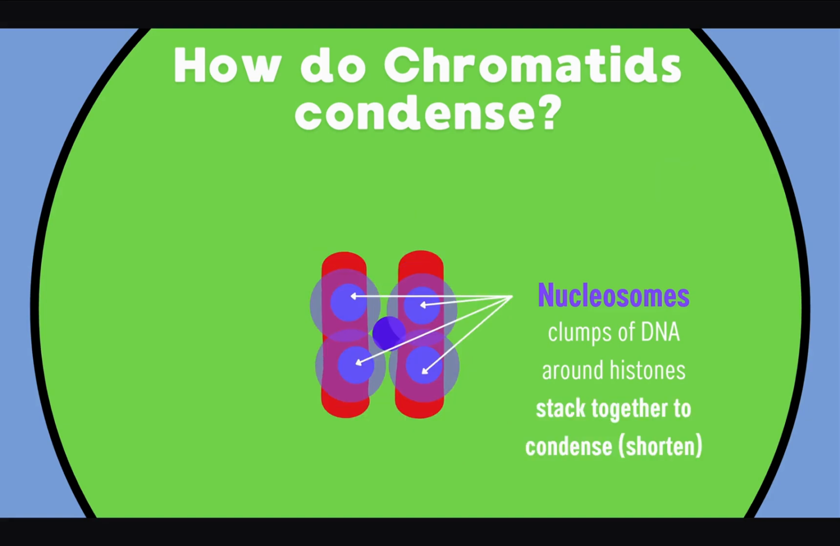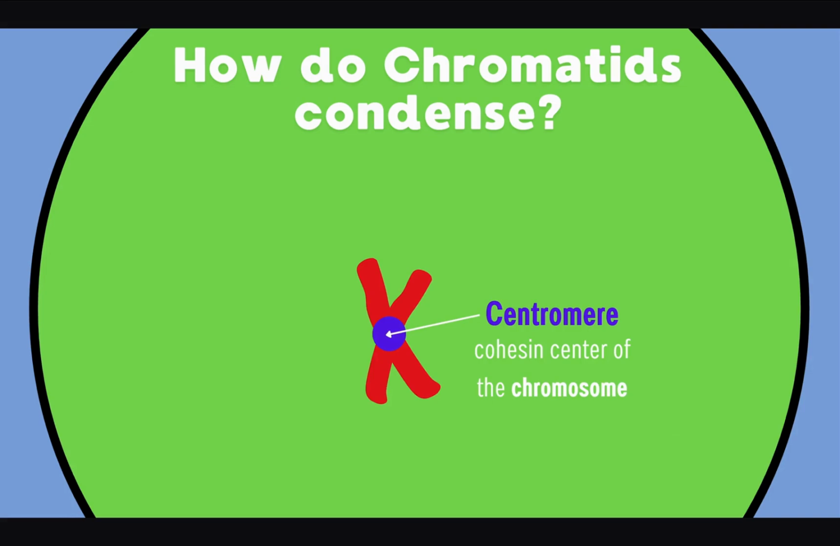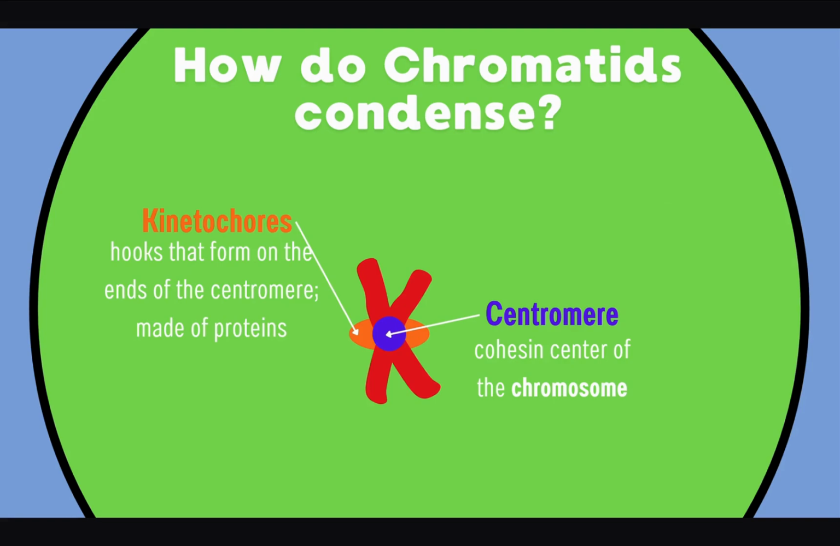So as we can see, these nucleosome stacks are going to come together and condense everything. So now each of the sister chromatids can no longer be expressed because they have been condensed and shortened so much, alright? And then they start to form together and become that X shape of the chromosome that we all know. And that little bit of cohesin in the middle is going to be called the centromere, which is basically holding the whole chromosome together. And on the ends of the centromere are going to form kinetochore proteins, which are basically hooks on the chromosome.